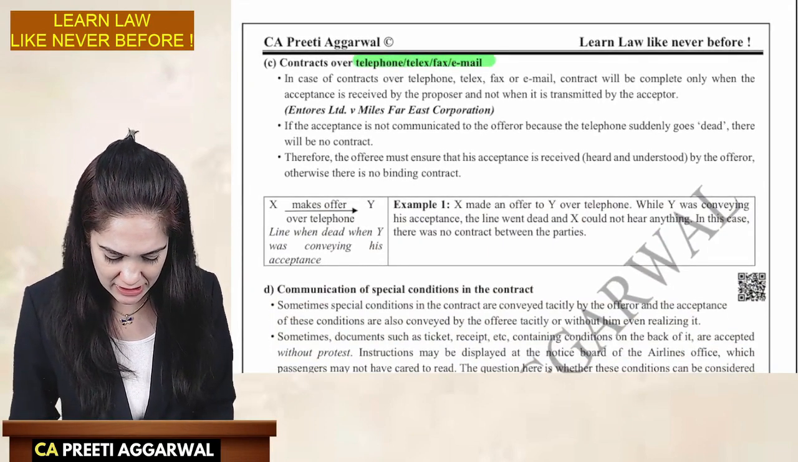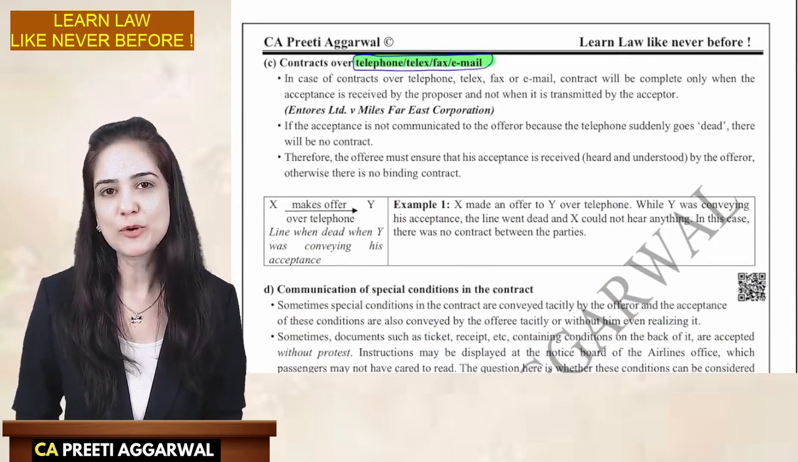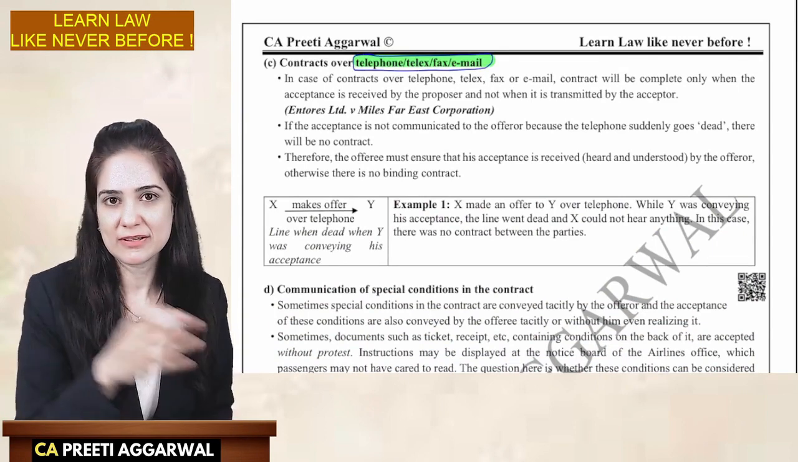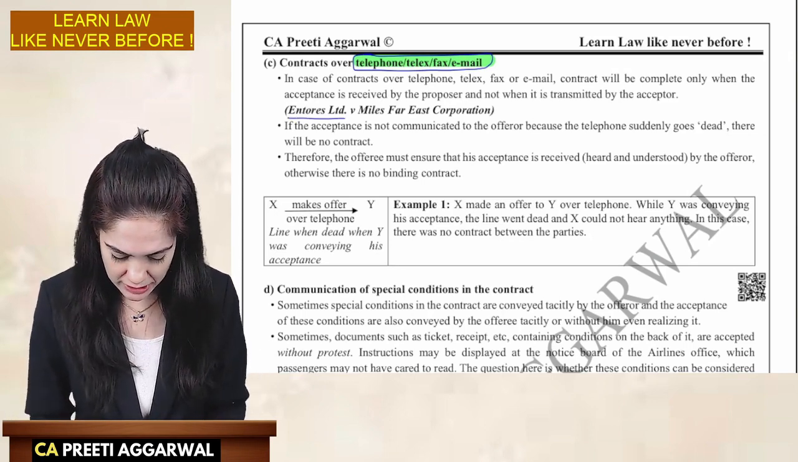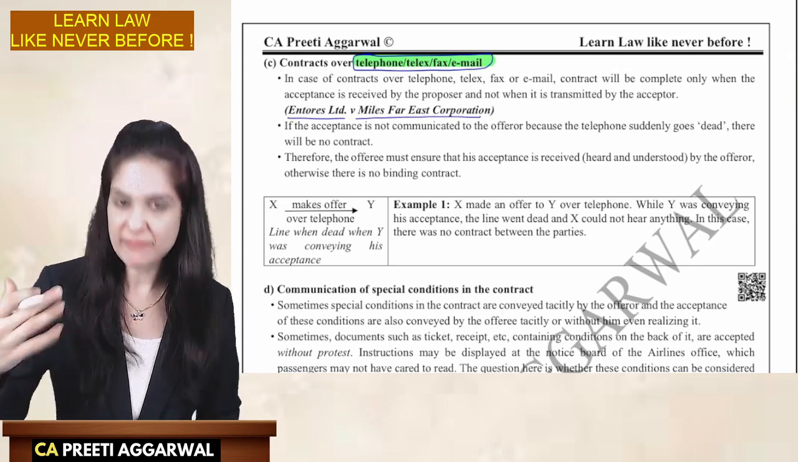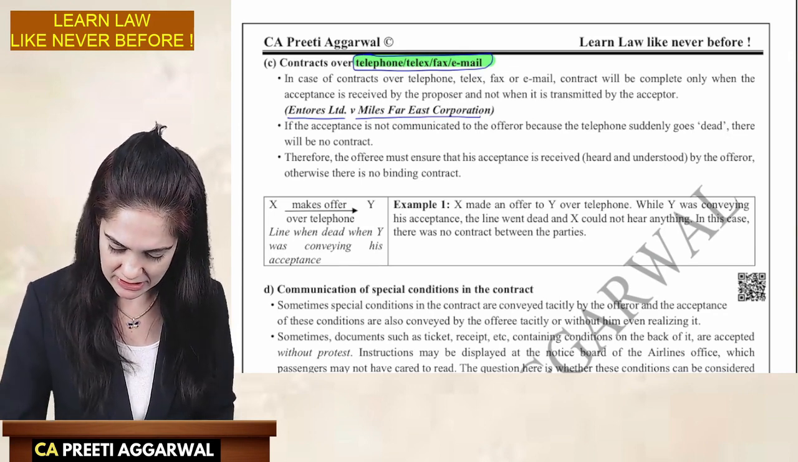Did you notice that these are all electronic modes? Yes, they are very different from a letter. Here electronic modes are involved. Now, pay attention. The case law is Entores versus Miles Far East Corporation. I have converted this now into an example. The example that we discussed is that case law only.